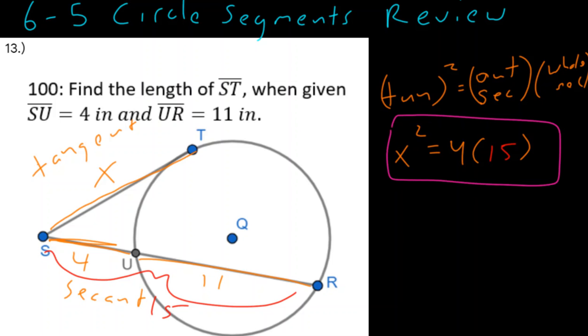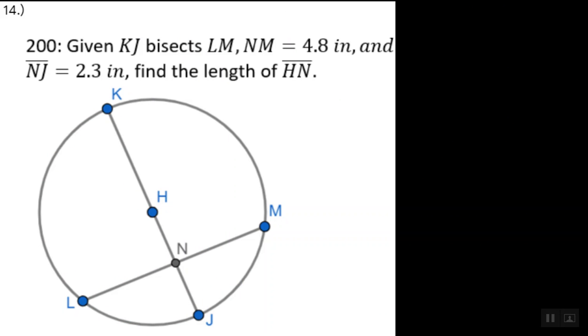Alright, let's move on to our next example. Okay, here's problem 14. It says, given KJ bisects LM. So, if KJ bisects LM, that means that this right here has been cut into two congruent segments. And we see that NM is 4.8, which means that LN must also be 4.8. So that's what that information from the bisecting comes from.